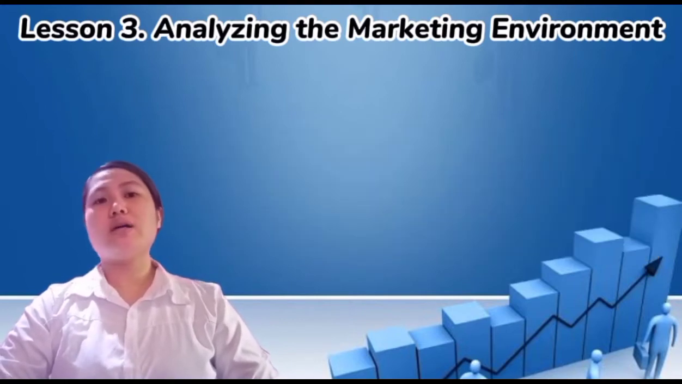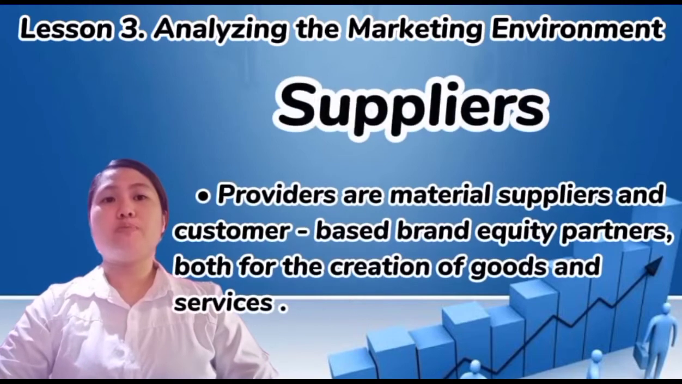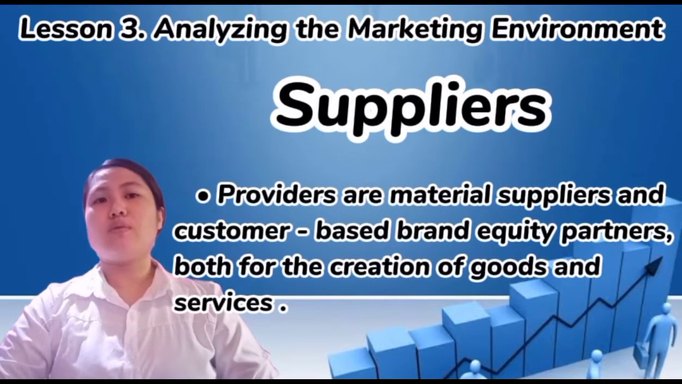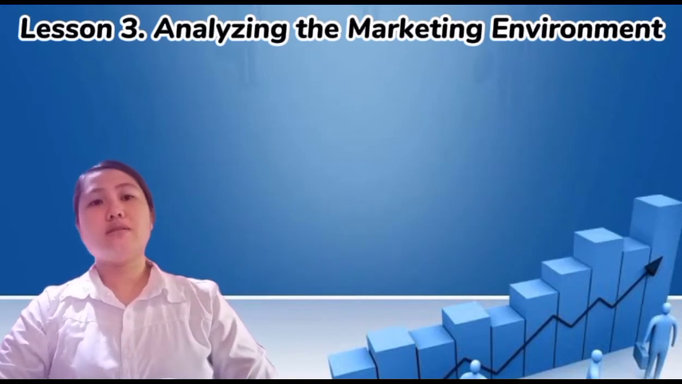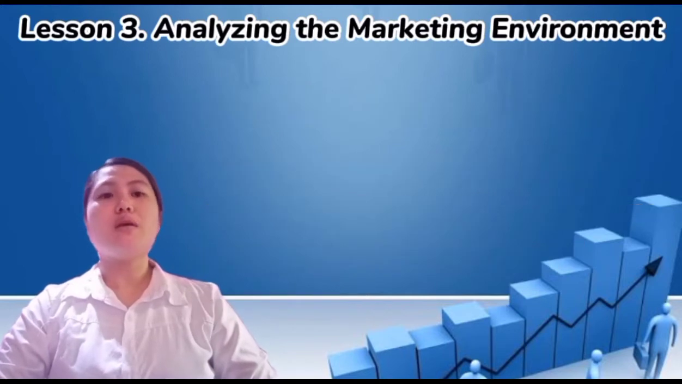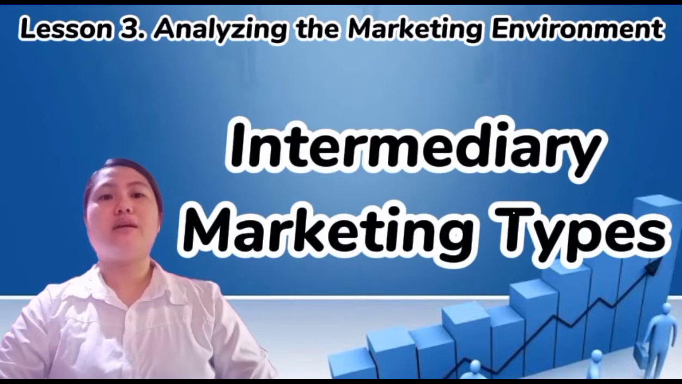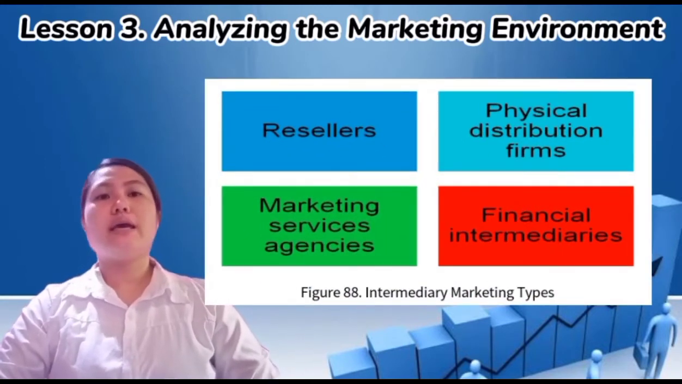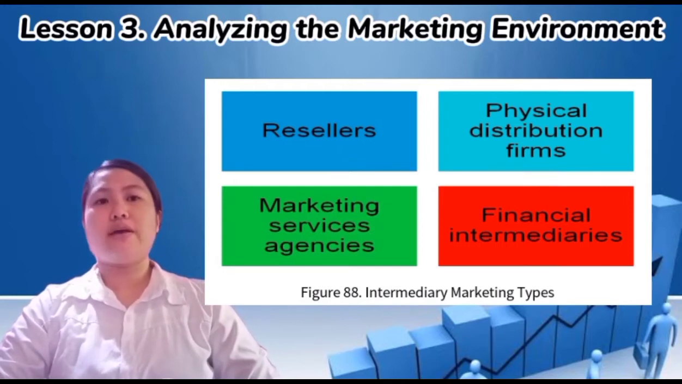Under that, when we say suppliers, providers are material suppliers and customer base, brand equity partners both for the creation of goods and services. Then the second is marketing intermediaries. It assists in promoting, selling, and delivering its items to end purchasers. Then we have types of marketing intermediaries. They are the resellers, marketing services agencies, physical distribution firms, and financial intermediaries.